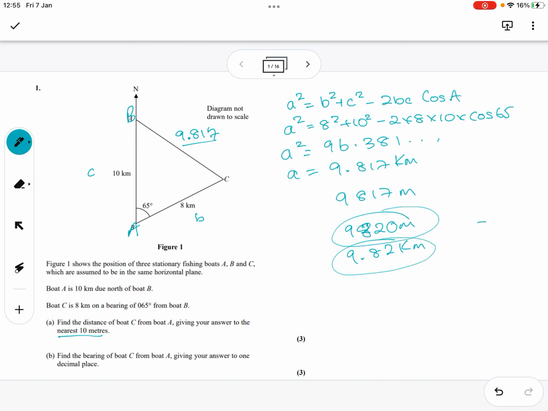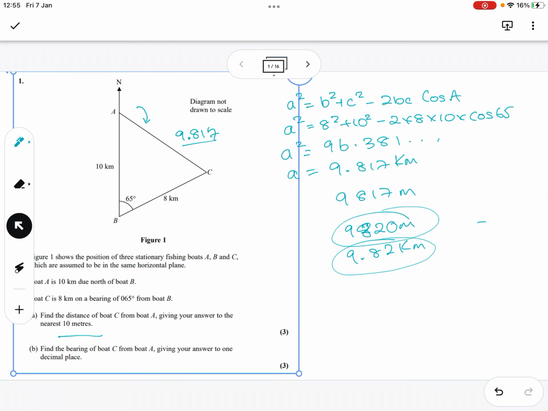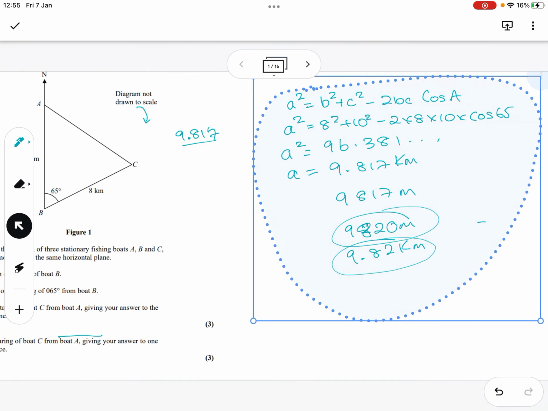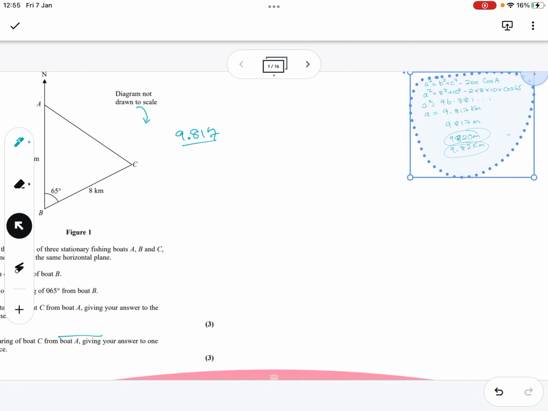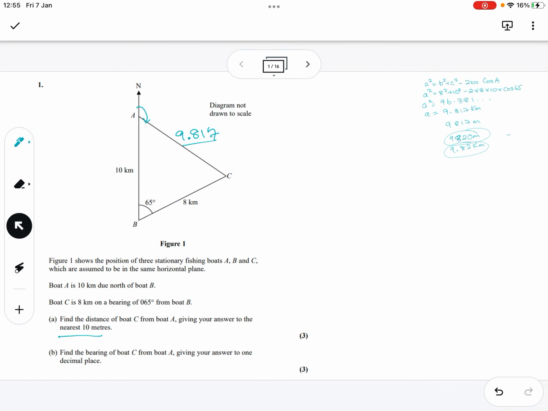And then b, the bearing. So we need to get the bearing. So we're looking at the bearing of boat A. I'll have to do this again to work out what's going on. So the bearing of boat C from boat A, so we want that angle. Okay, so we now know this one, so I'm just going to make this smaller over there. Right, so we're after that angle.